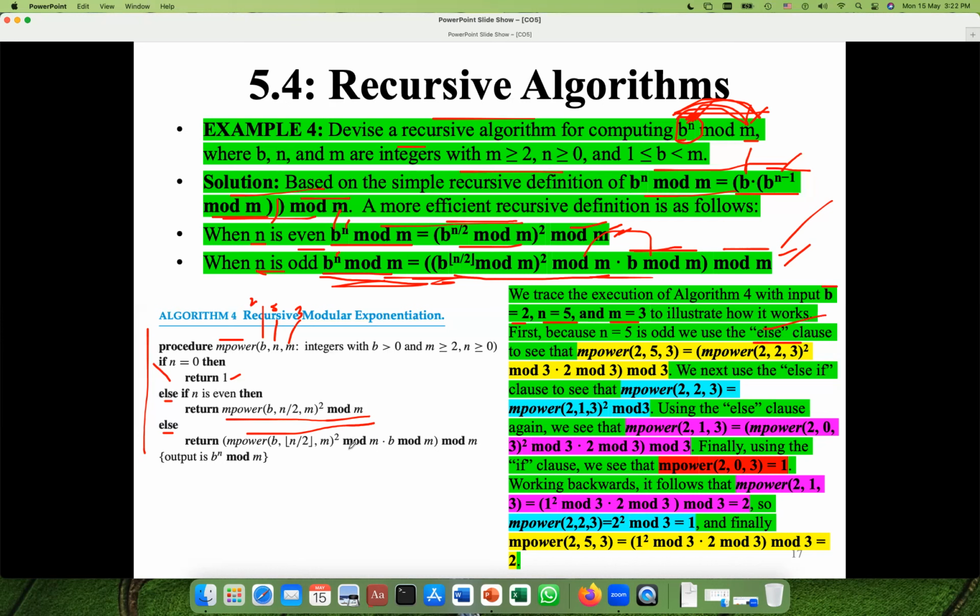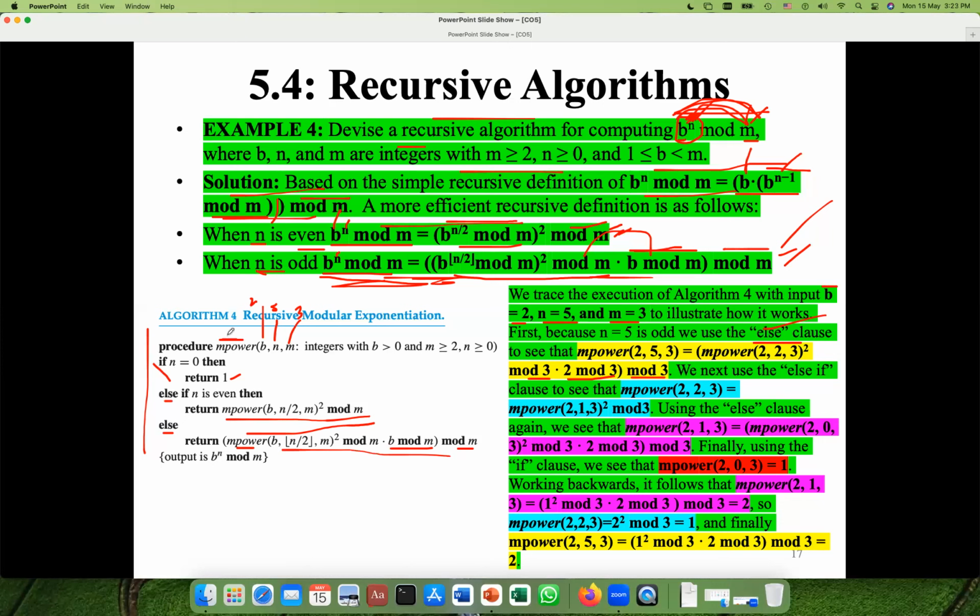And write other things: mod m3. And b would be what? 2. 2 mod 3, mod 3. So write that whole thing. I have given these colors so that you can understand it, otherwise it would take much time to understand. So now this is the call to this m power method with these values.